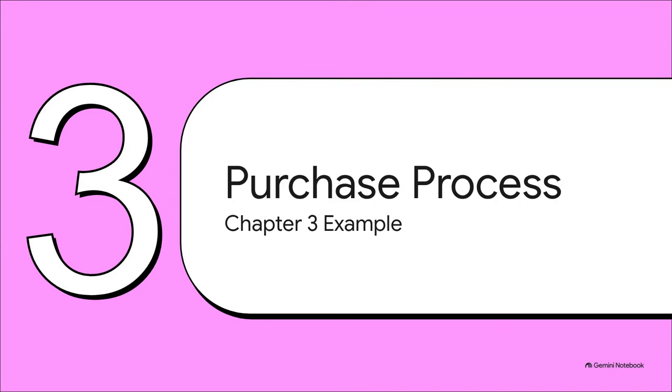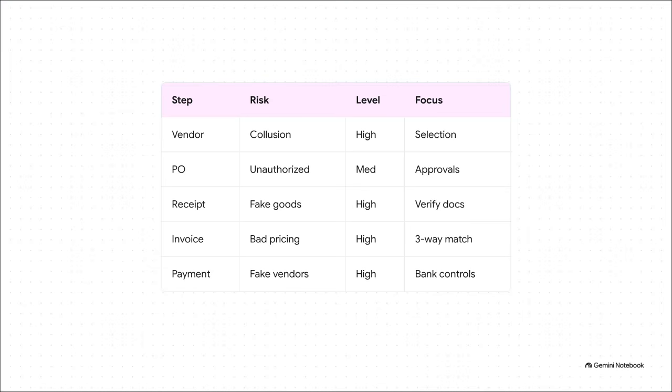Section 3, example, the purchase process. Let's make all of this incredibly concrete by applying it to a real-world, everyday business function. Okay, heading 5, example, purchase process. Look at how the audit focus shifts completely based on the risk level. Let's go through it. Step 1, vendor selection. The risk is vendor collusion, and the risk level is high. So the audit focus? Review vendor selection process.